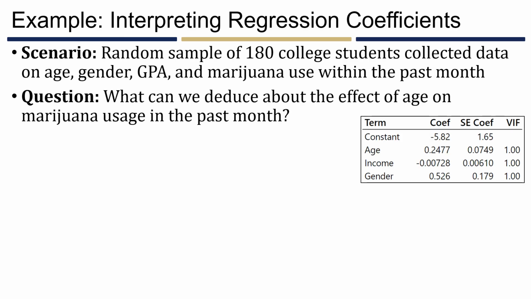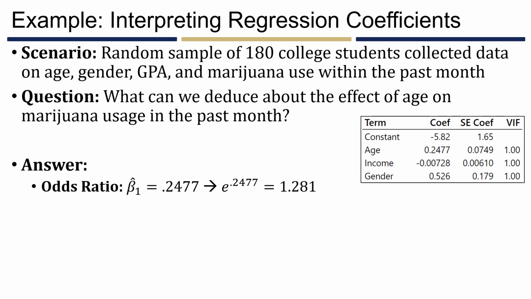Let's take a closer look at these regression coefficients and see what more they can tell us, starting with age. The estimated slope on age was 0.2477. Now again, this 0.2477 by itself doesn't tell us much. However, exponentiating 0.2477 is going to give us our odds ratio of 1.281.